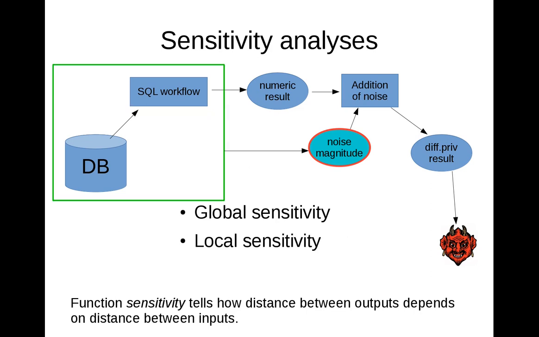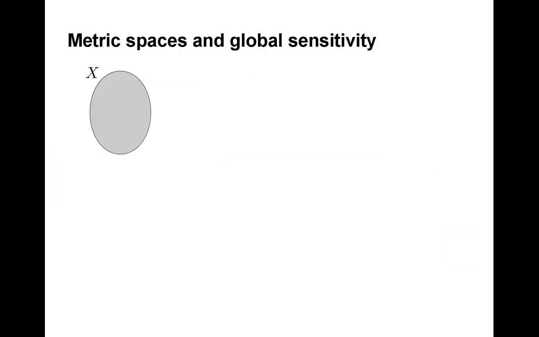Or there is also local sensitivity, which also takes into account the current contents of the database, so that for databases where a small change may mean a large change in the result, we would add more noise, and when the database content is such that a small change cannot change the result of the workflow much, then less noise would be sufficient to achieve differential privacy.